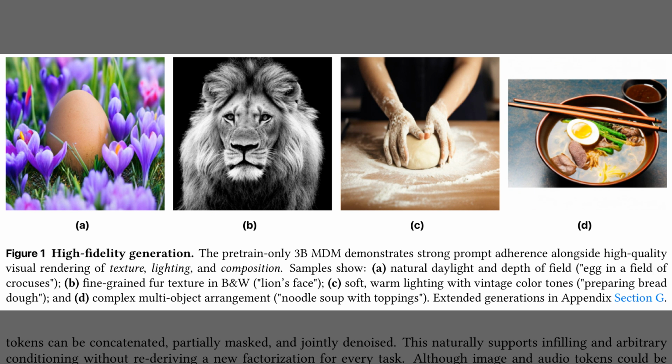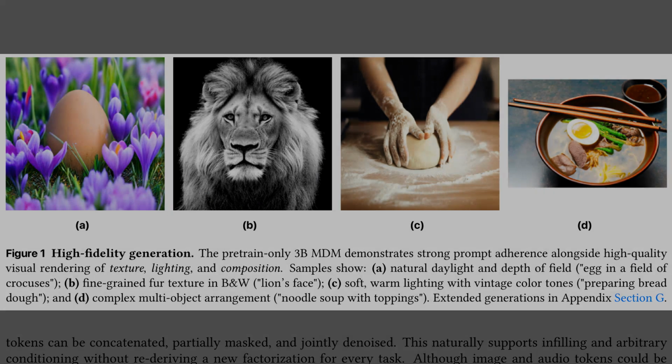Well, Figure 1 provides a first look at the model's output quality, demonstrating strong prompt adherence and high-fidelity rendering. It features 4 samples. Starting on the left, Panel A captures natural daylight and depth of field with an egg in a field of crocuses. Next, Panel B details fine fur texture in a black and white lion portrait, while Panel C handles soft lighting. Finally, Panel D depicts a complex multi-object arrangement of noodle soup, which confirms that the discrete diffusion approach works well for detailed visual generation.